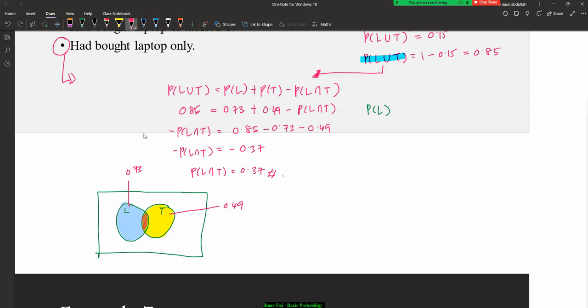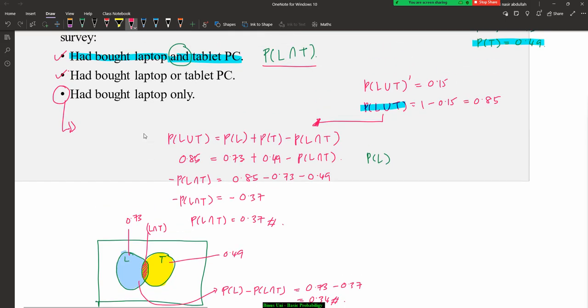So what we want to find is the blue area, which is only bought a laptop. To find this area, it should be probability of L minus probability of L intersect T, where this is L intersect T. So we just plug in the values. Probability of L is 0.73 minus probability of L intersect T, which is 0.37. So this is equal to 0.34. I hope you can relate the question to the Venn diagram. Whenever you start with the calculation, always go back to the Venn diagram to illustrate the probability and understand the situation.